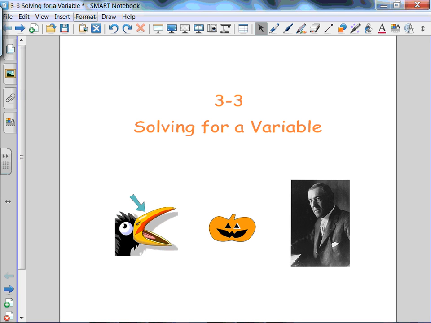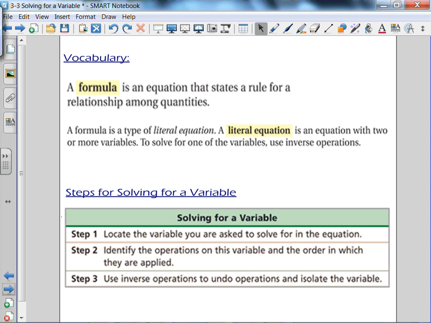All right, so your lesson for tonight is 3-3, solving for a variable. Make sure you take good notes and bring them to class with you tomorrow. Here's your vocabulary page, and at the bottom you have steps for solving a variable. Make sure you copy these 2 definitions down about a formula and then a literal equation, and then make sure you copy down the steps for solving for a variable. We'll use them in the example problems.